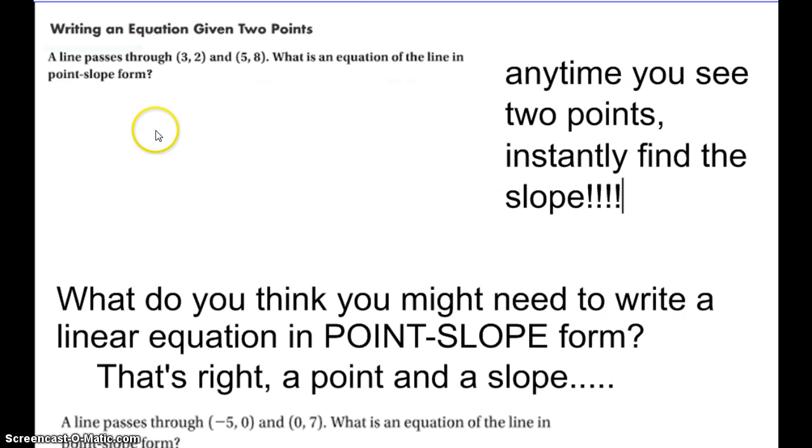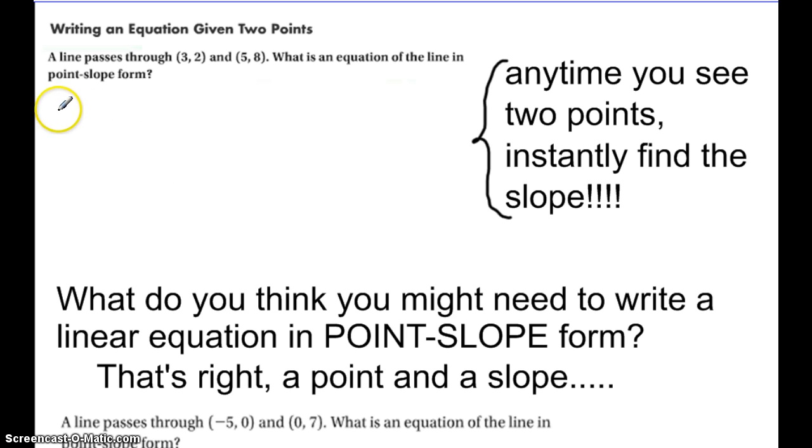Okay, let's talk about writing an equation given 2 points. As a matter of fact, that's all we've been given is 2 points. I really want you guys to write this down in your Cornell notes, that anytime you see 2 points, instantly find the slope. No matter what the question is asking you, find the slope.